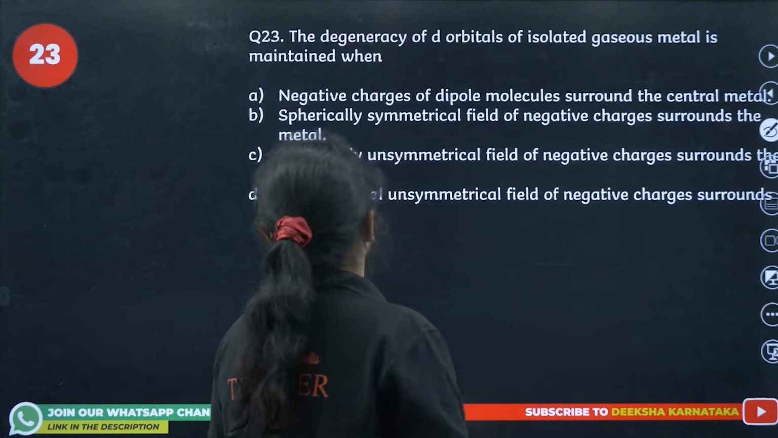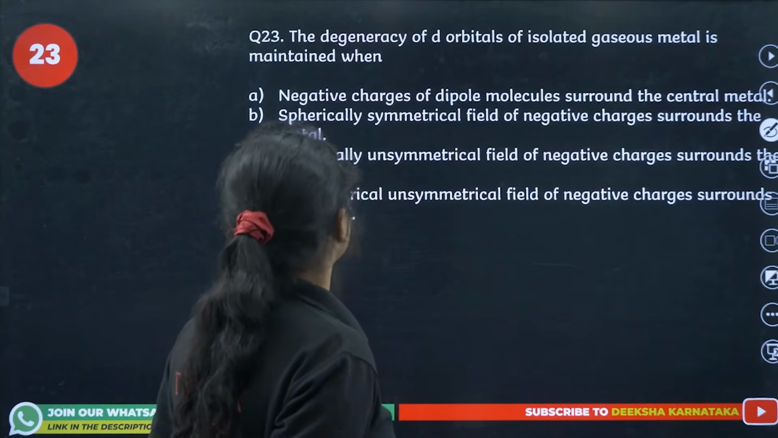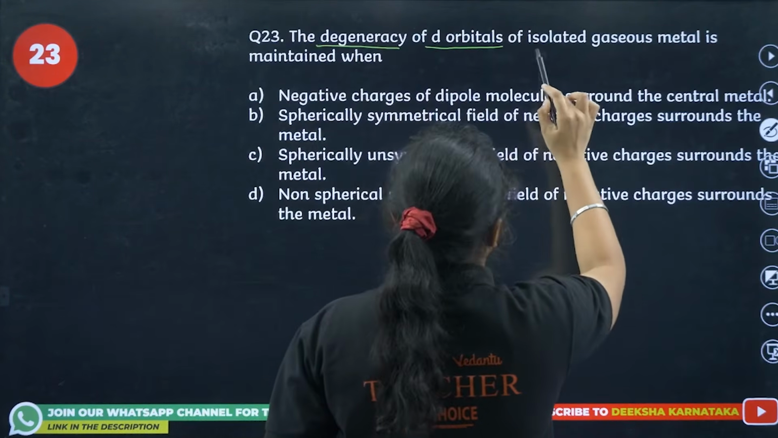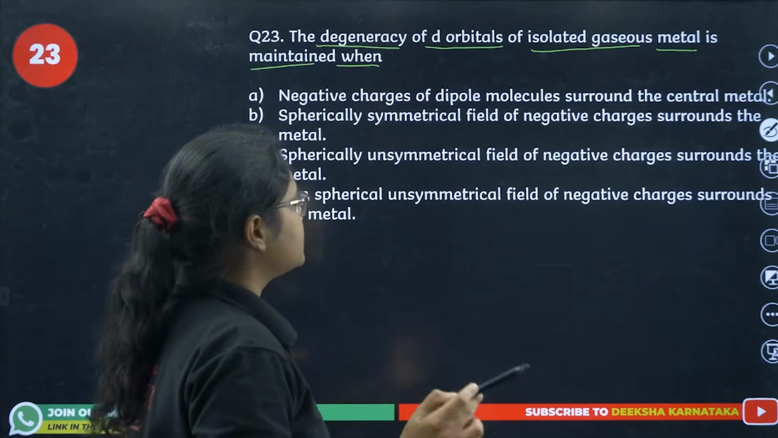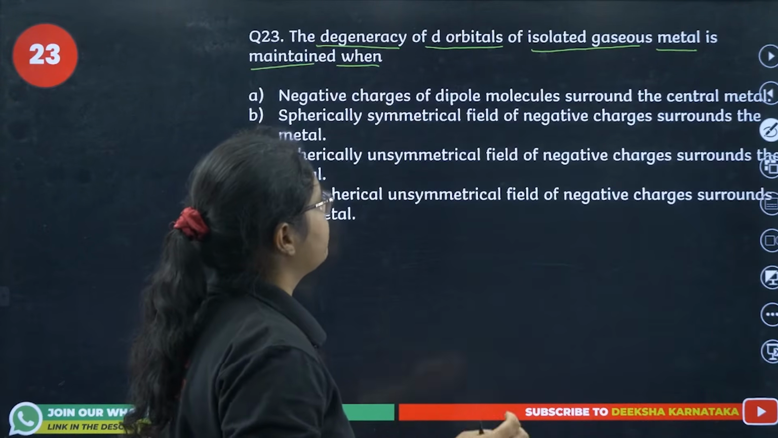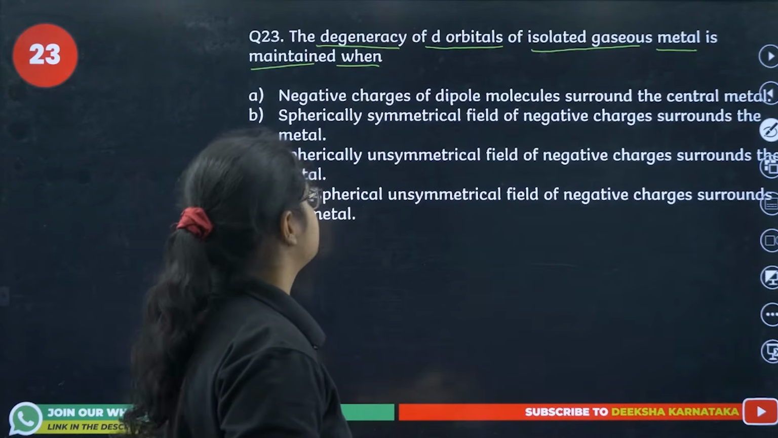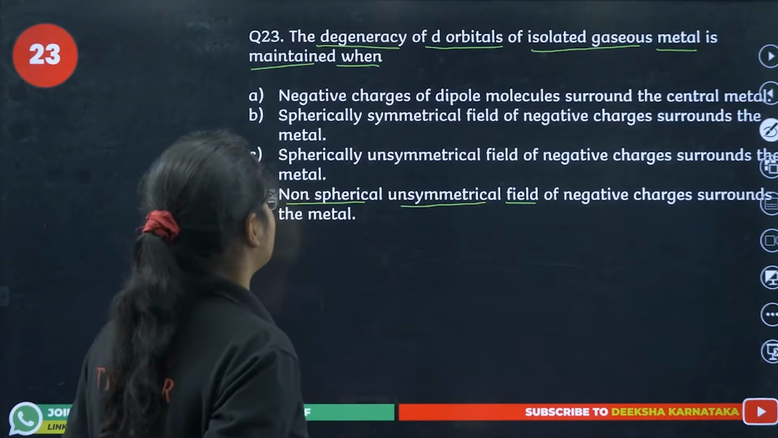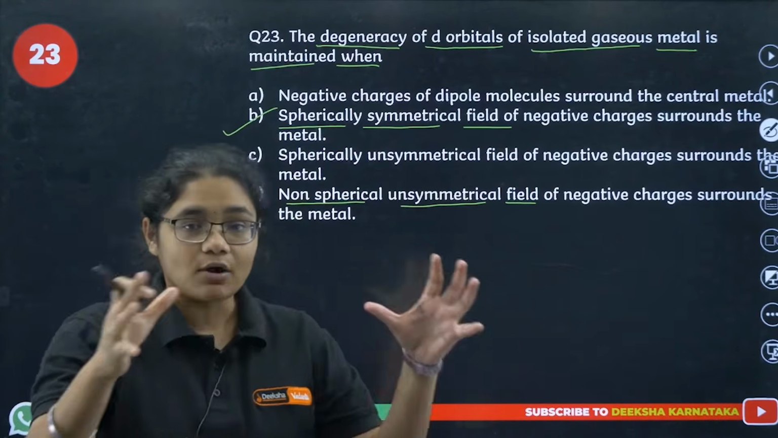Next, moving to question number 23. The degeneracy of d orbitals of isolated gaseous metals is maintained when? Negative charges of a dipole molecule surround the central metal atom. Spherically symmetrical field of negative charges surrounds the metal. Spherically unsymmetrical field of negative charges surrounds the metal. Non-spherical unsymmetrical field of negative charges surrounds the metal. So it is because a spherically symmetrical field of negative charges surrounds the metal.